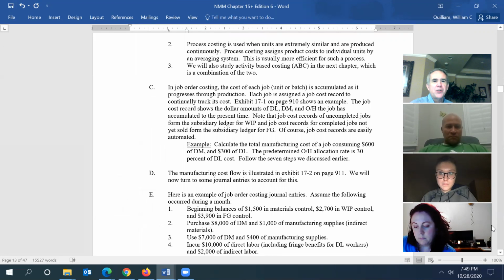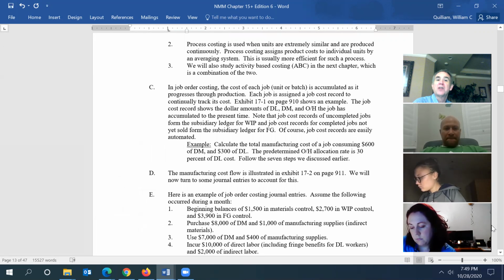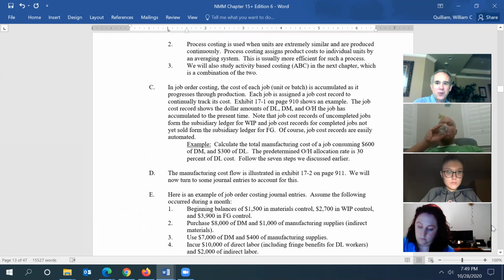Now, indeed, we do have the manufacturing cost flow illustrated in the book. I'm going to show you the same thing with some journal entries and some T accounts here. So if that exhibit in the book clarifies things, so be it. If not, that's okay too.